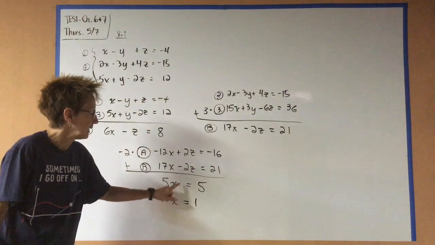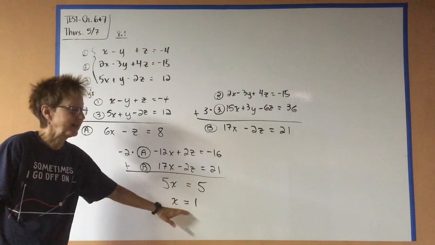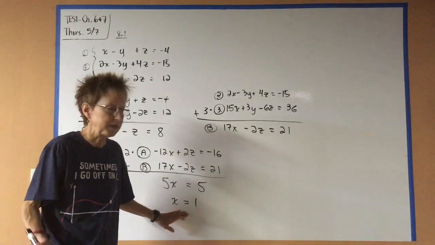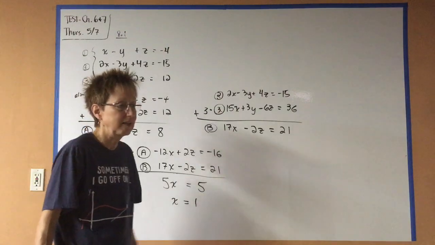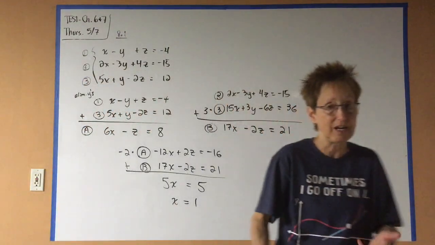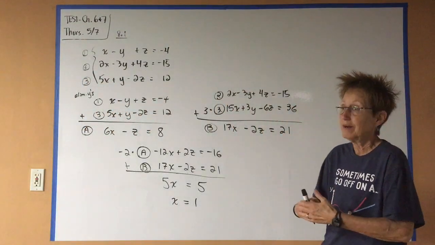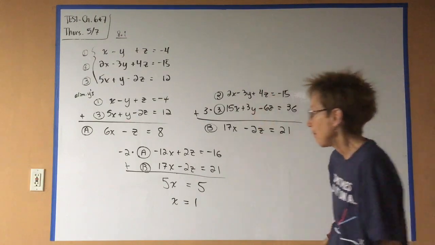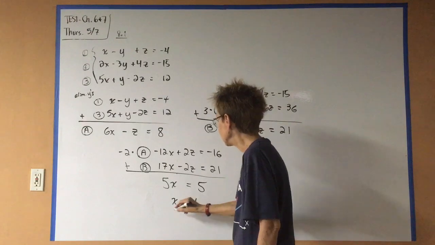The fact that I have a variable and I get an answer means that this is going to be an ordered triple. In other words, I got a value for x, so that means y has a value and z has a value, and this is one of the ones where the three planes intersect in that corner in an ordered triple. So x is equal to 1.